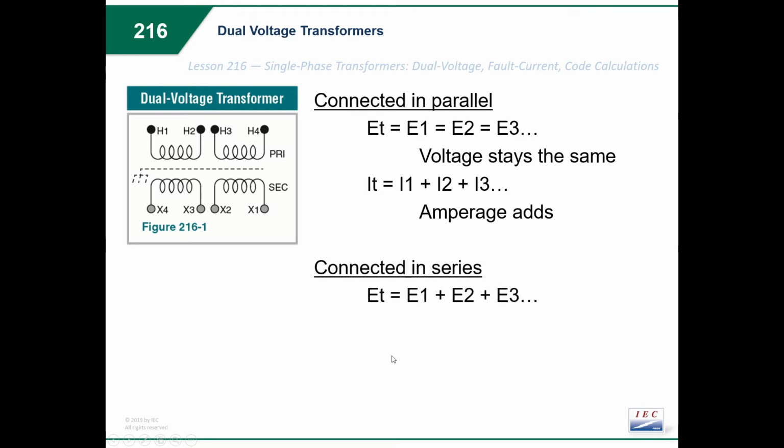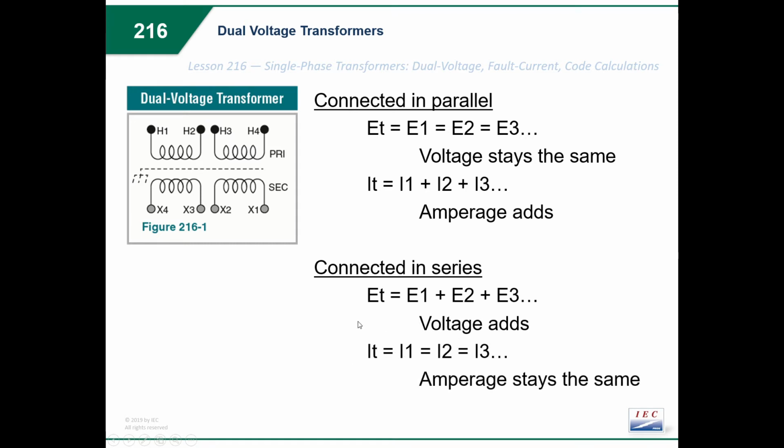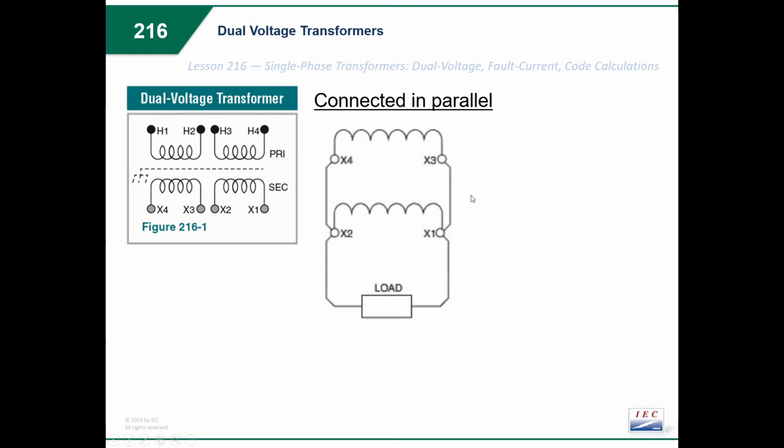Same thing on a series circuit, except we're going to be the opposite. So our voltage total is equal to E1 plus E2 plus E3. Our voltage adds. And then our amperage is going to be equal anywhere throughout the circuit. Okay, so we'll remember that. Keep that in the back of your mind as we go to these first couple examples here.